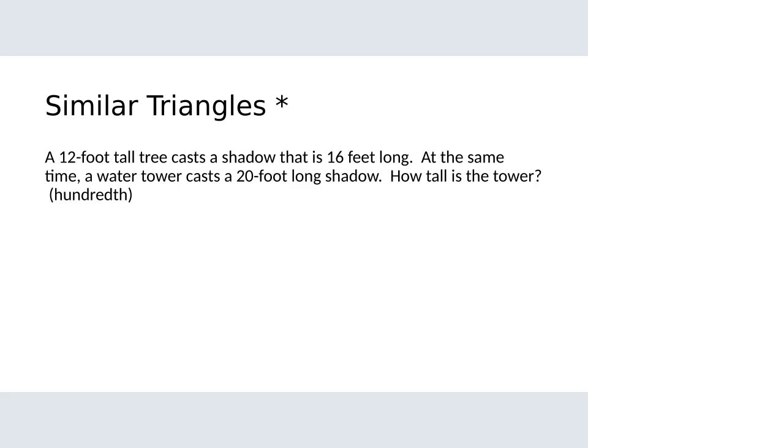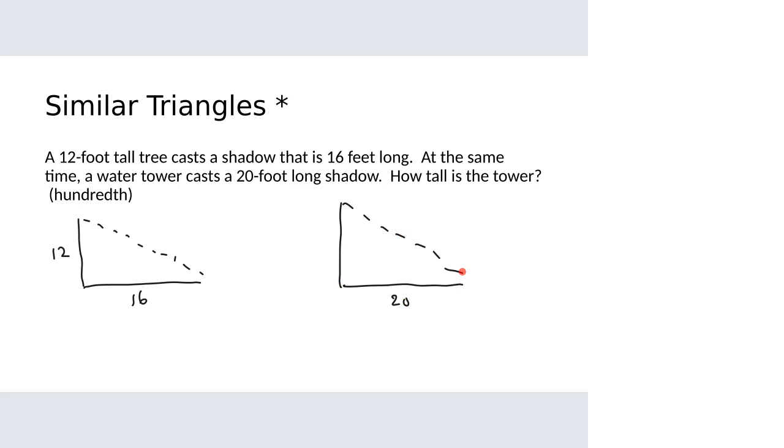Okay, I'm going to draw the picture. So what I've got here is a 12-foot tree that casts a 16-foot shadow, and the sunlight gives me my triangle. And at the same time, there's this water tower over here that I don't know how tall it is, but it casts a 20-foot long shadow. And again, the sunlight gives me my similar triangles, and I want to know how tall the tower is.